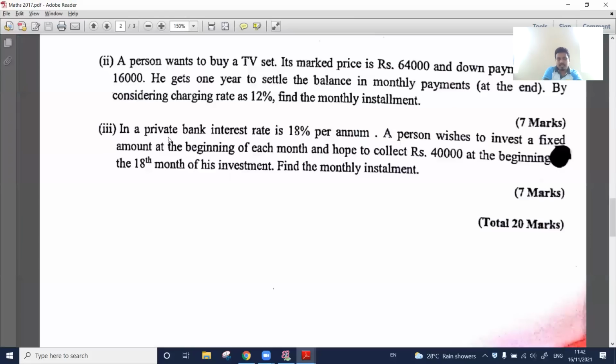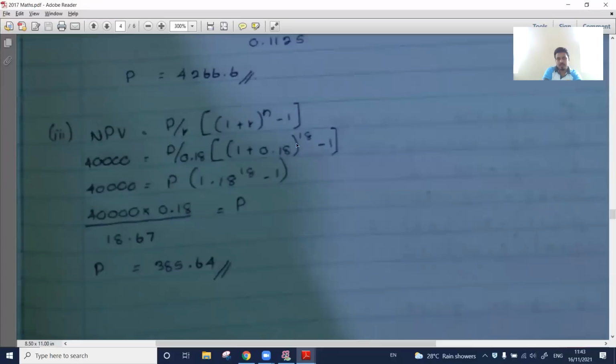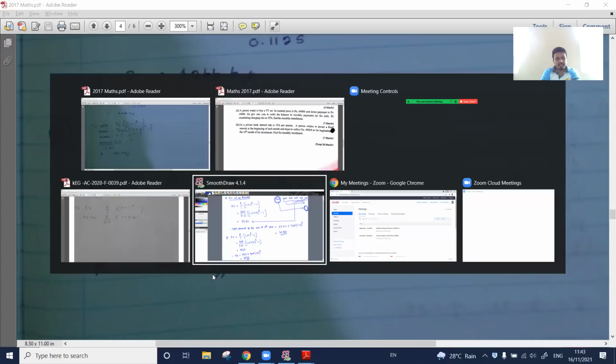If this person deposits at the end of each month then here it should be 70. Since this person invests right at the beginning of each month, then we can consider here the n value as 80. So the final answer should be, yes, 385.64.